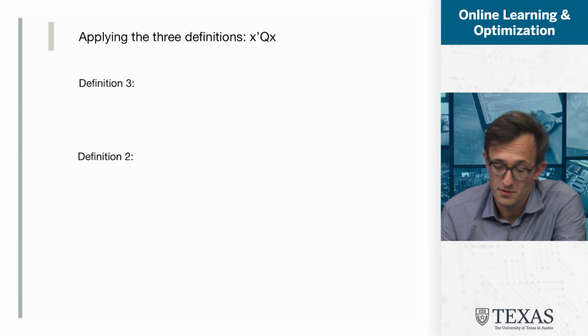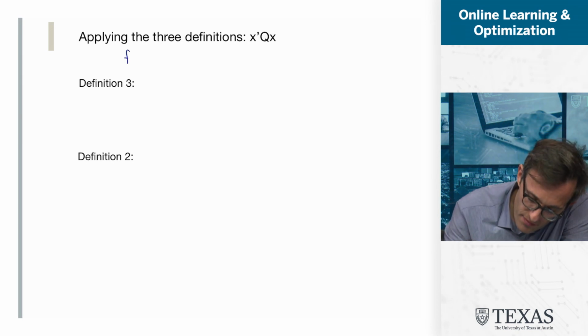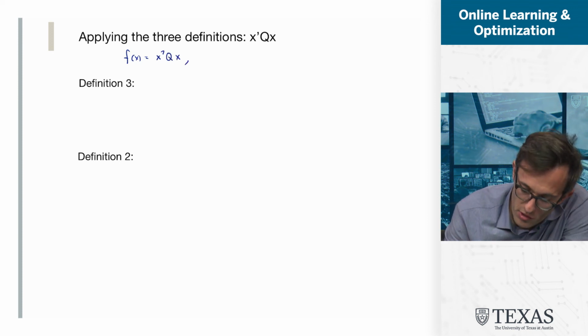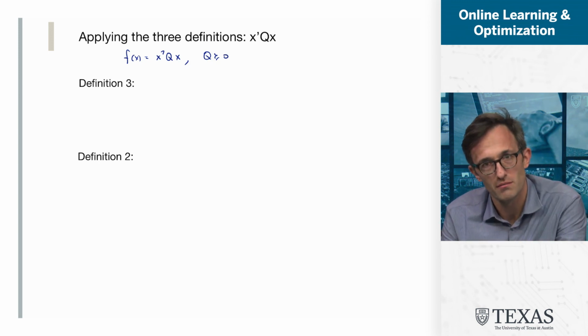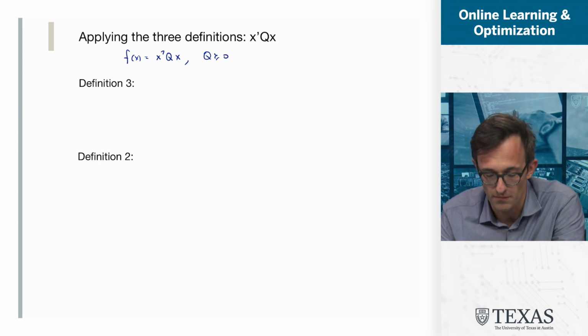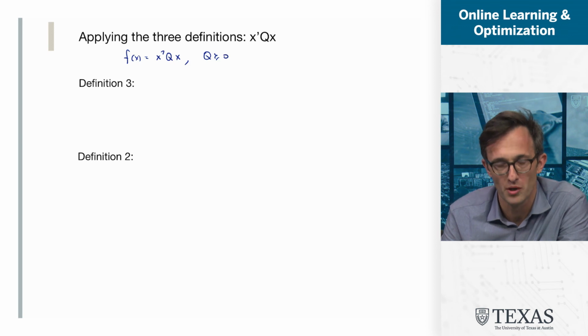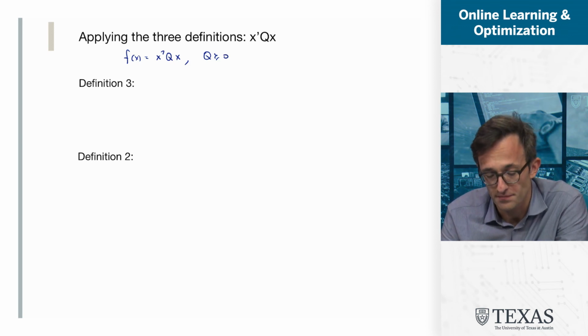Okay, let's apply these three definitions to this quadratic function, x transpose Qx. So f of x is equal to x transpose Qx, where Q is positive semi-definite. So remember, this means that Q is symmetric and Q has eigenvalues greater than or equal to 0. Definition 3 is really the easiest for us. We need to take the second derivative of f, in other words the Hessian, and check whether it's positive semi-definite.